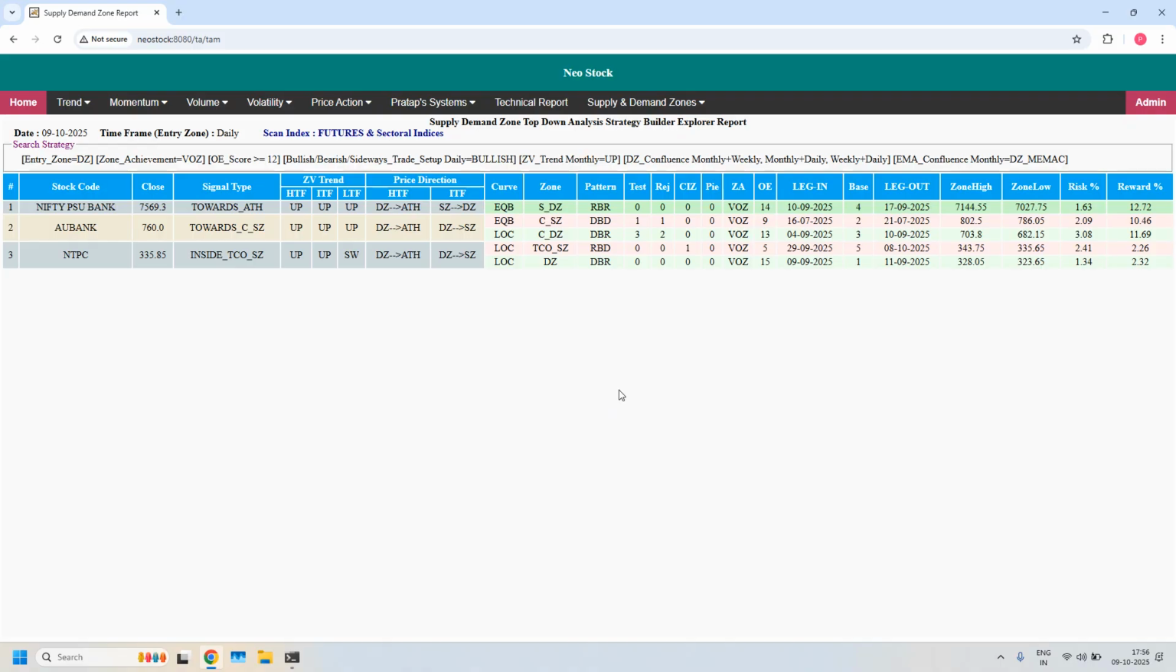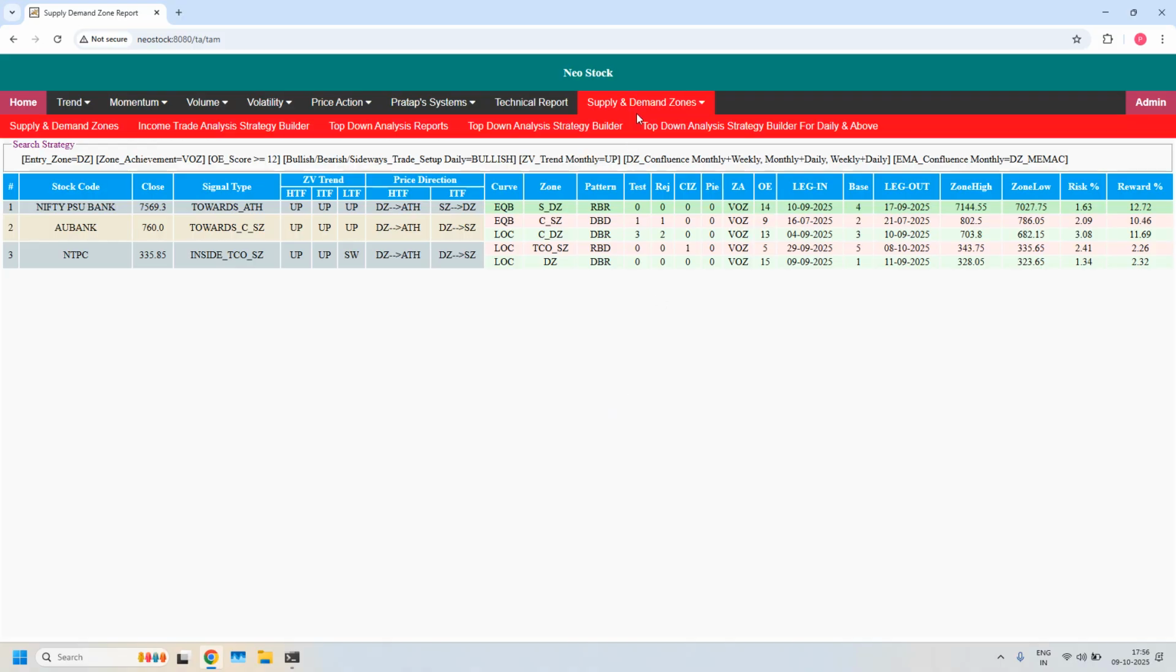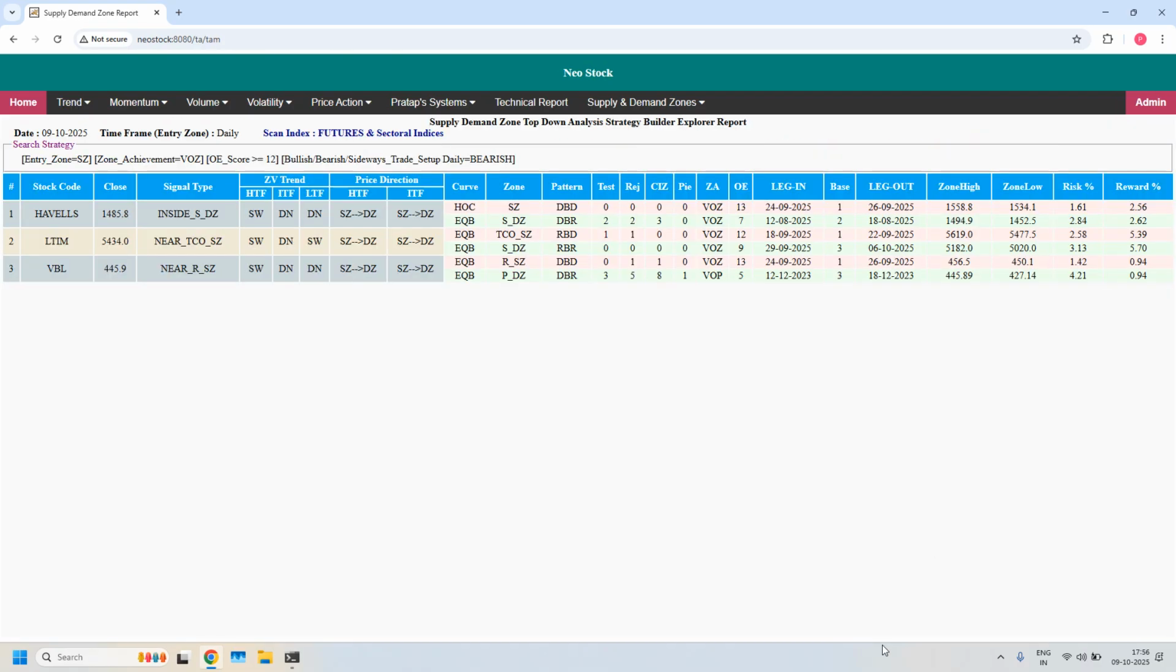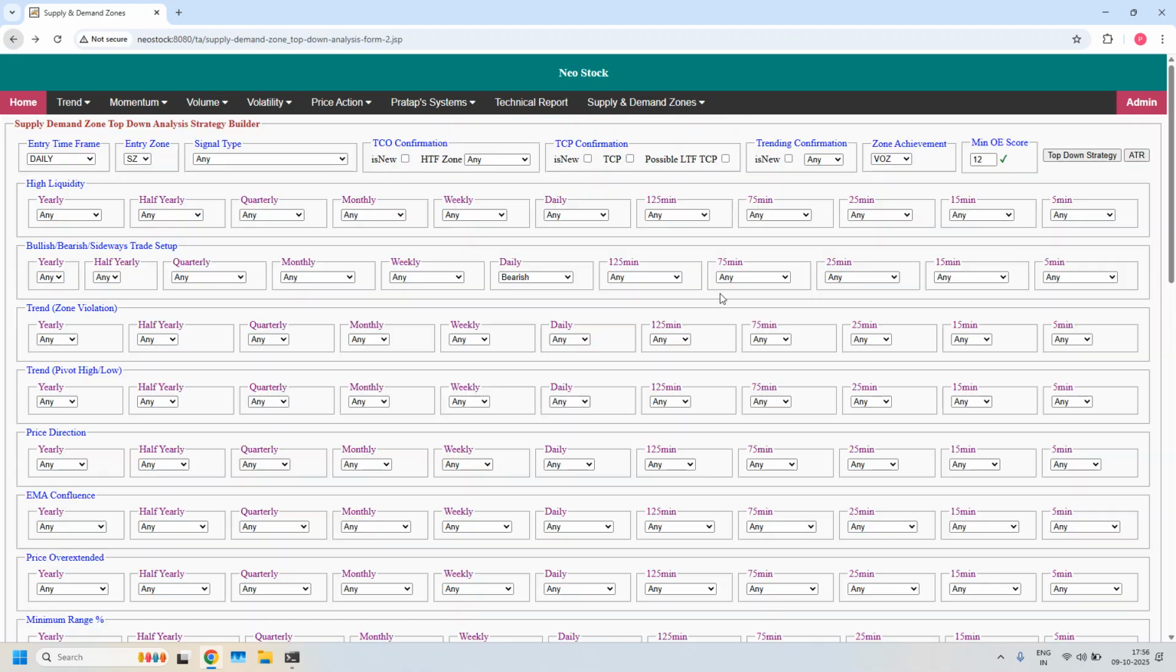Okay, this is the bullish trade setup for monthly income trade. Next, the bearish trade setup for monthly income trade. Daily supply zone, bearish, zone achievement VOZ, minimum order enhance score 12. Let's filter. We got 3 stocks. Entry time frame zones are daily supply zones. Let's filter any high probability trade setup daily supply zones from this list.